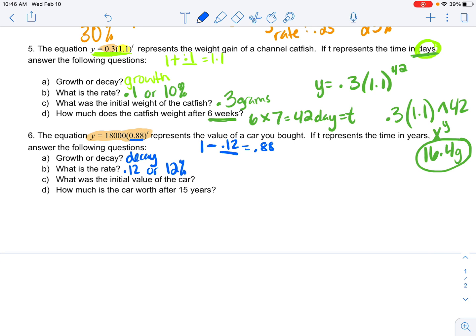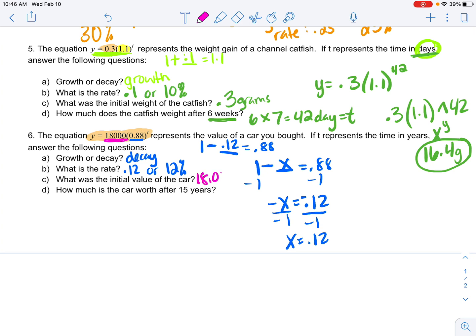If you didn't know how to solve that, you could do 0.88 minus 1 and literally solve this equation. We don't know the rate, so I'm going to call it x. If I subtract 1 to the other side, I get negative 0.12, divide by negative 1, and that gives you your rate. Okay, what is the initial value of the car? Remember, the initial value is in front of the parentheses. So the initial value of the car is $18,000.